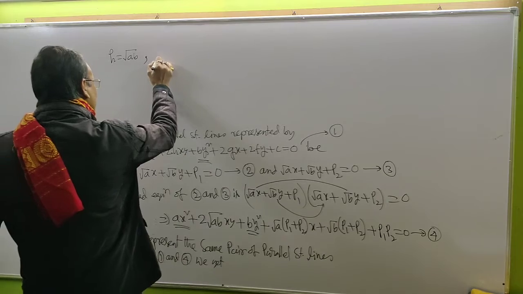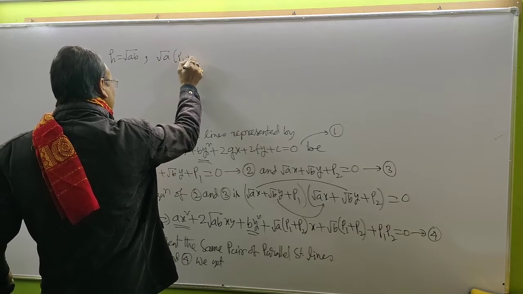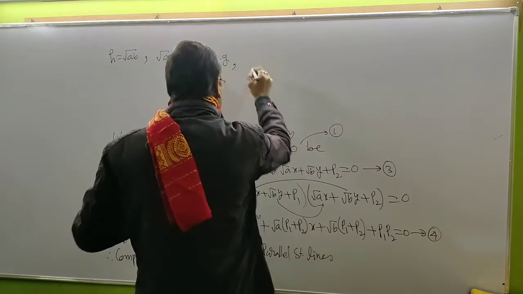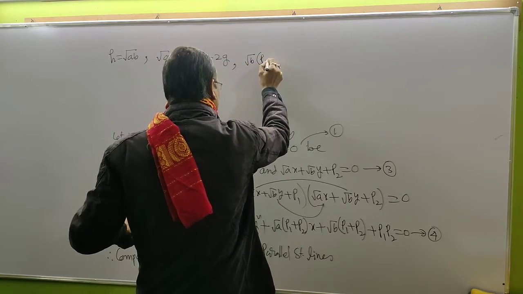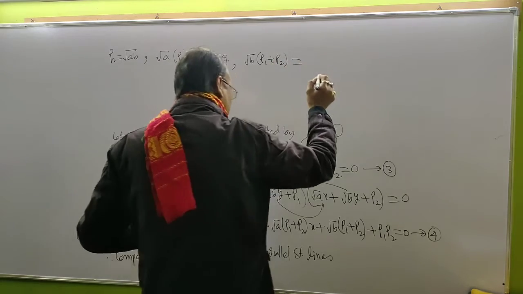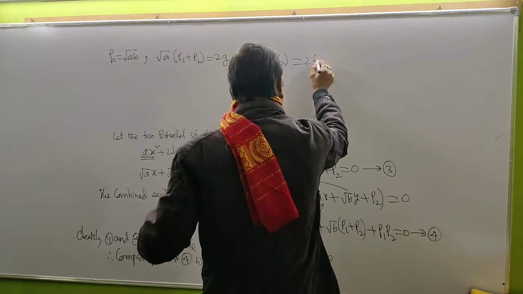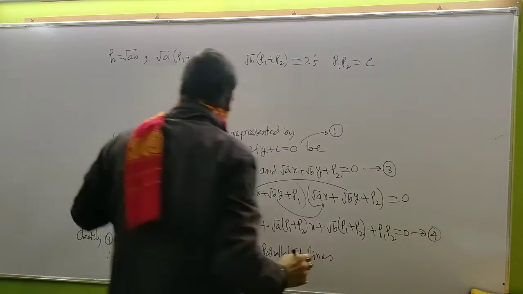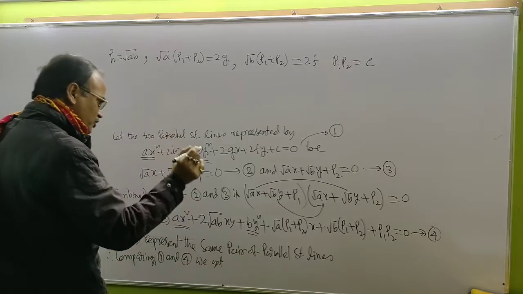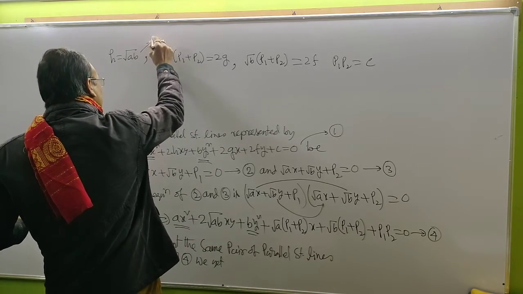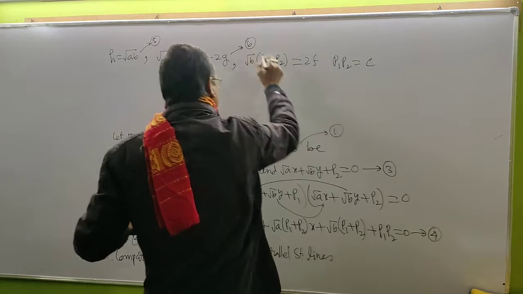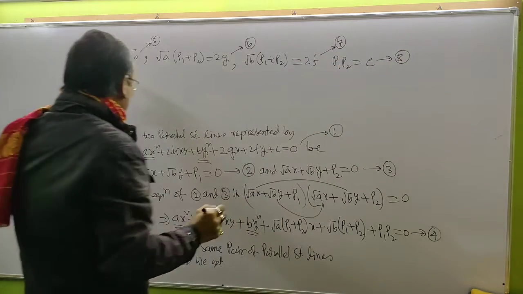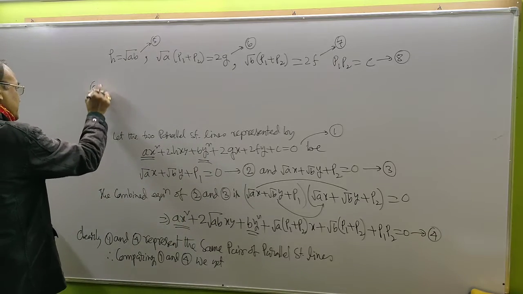Root a into p1 plus p2, this is equal to twice g. Root b into p1 plus p2 is equal to twice f. And p1 into p2 equal to c. We'll get this. Suppose these are number 5, 6, 7 and 8.